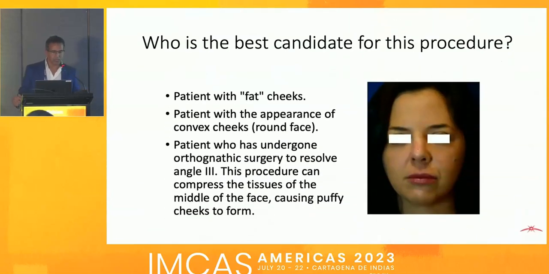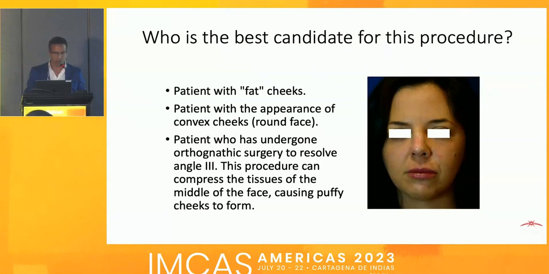Well, who is the best candidate for this procedure? This patient, like this: a round face, fat cheeks, a patient with the appearance of convex cheeks, a patient who has undergone orthognathic surgery too, because the moment you solve the angle, you have excessive skin. In this excessive skin, you have excessive fat, and you need to give a solution too.